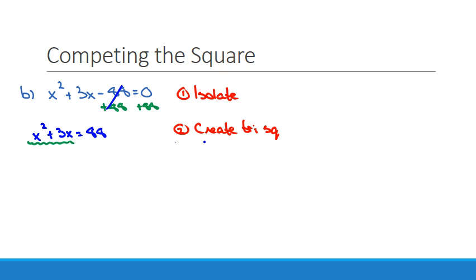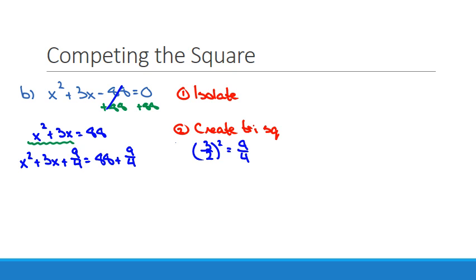So my b value is 3, so 3 divided by 2, squared. I can't divide that by 2, so I'm going to leave it as a fraction. Don't convert that to a decimal, everybody. Leave it there as a fraction, and I'm going to get 9 over 4. Okay, so x squared plus 3x plus 9 over 4 equals 88 plus 9 over 4.